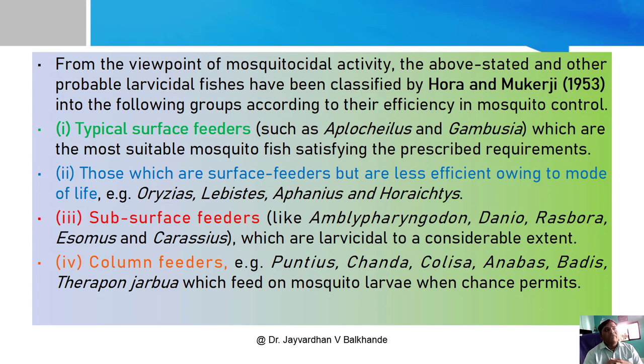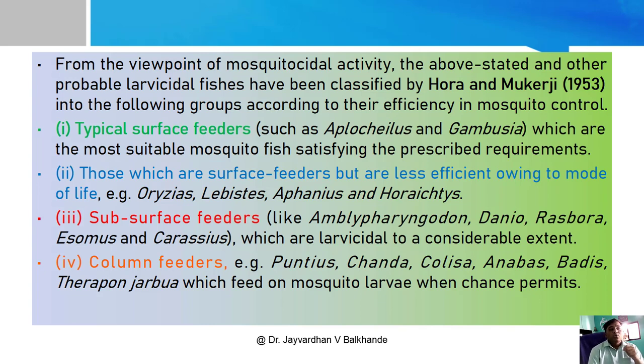Number one is typical surface feeders such as the Aplocheilus and the Gambusia, which are the most suitable mosquito fish satisfying the prescribed requirements. Means whatever requirements we have for the larvicidal fish, these fishes, the Aplocheilus and the Gambusia, satisfy the prescribed requirements.